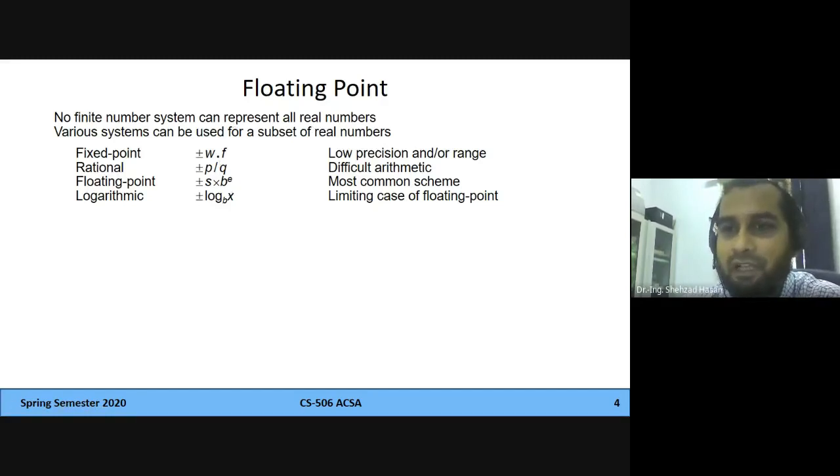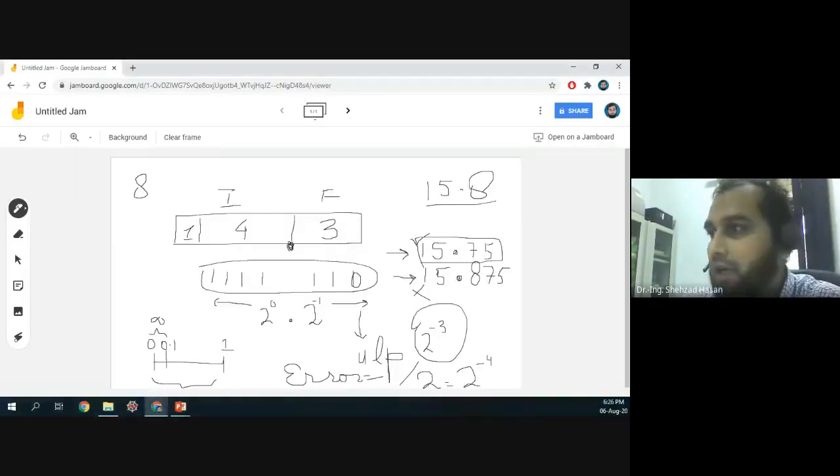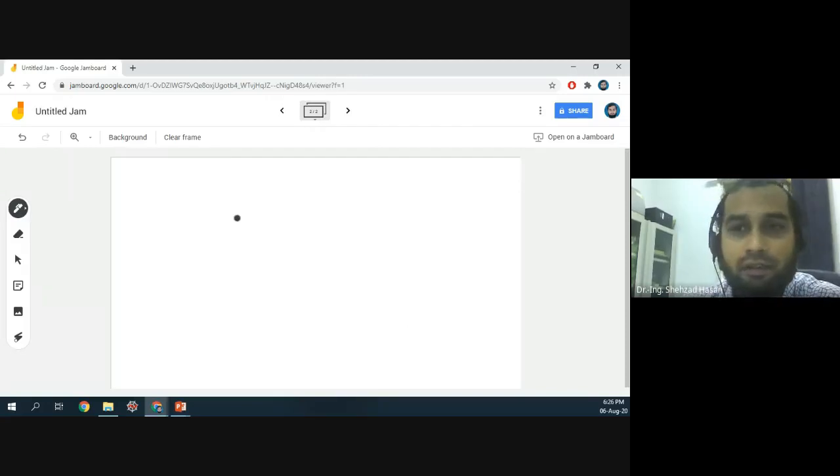Okay, first of all, I'll just go through the rational numbers, in case people are not familiar with them. I said previously that there is a number like 0.1, and this number cannot be stored accurately in a fixed point number system, right? Because what we had was 0.5, 0.25, and 0.125. So how are you going to store 0.1?